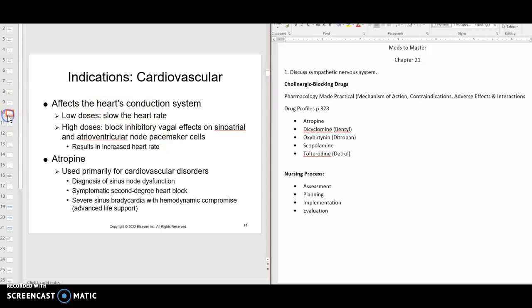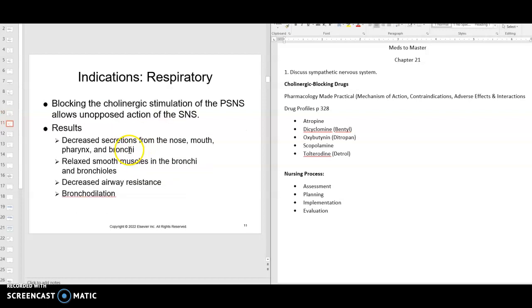So noticing that, our indications are, why are we going to use these medications? Our indications are going to be if I need to slow that heart rate down. By affecting that heart rate in low doses, it can slow down the heart rate. So think about somebody who has a high heart rate and we're trying to slow it down, such as somebody with tachycardia or palpitations. And in high doses, it's going to actually mess up the pacemakers, which can give us an incredibly high heart rate, very high tachycardia on those individuals.